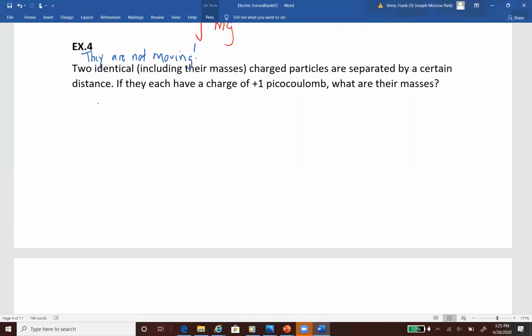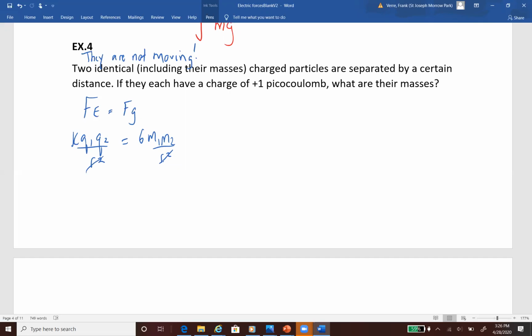Okay, so that means, again, Fe equals Fg. But we can't use mg in this case. We're going to use the universal law of gravitation. So if they're not moving, these two forces are equal. We know the equation for each one, right? We know Fe is k q1 q2 over r squared, and Fg is big G m1 m2 over r squared. You'll notice the actual distance is irrelevant. It's the same on both sides, so the distances actually cancel out.